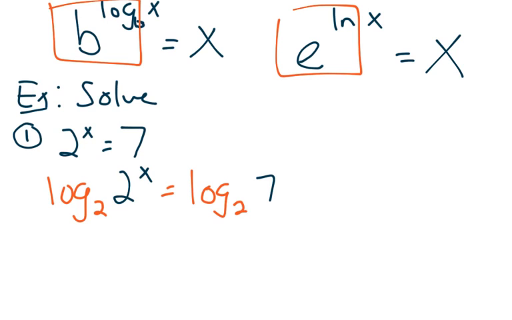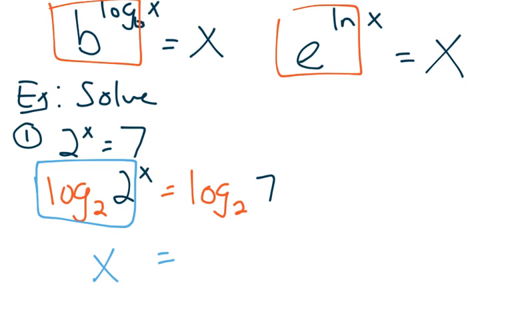Now we're just introducing a new method, or new operation, you could say, to think about how we can get x by itself. So the log base 2 of 2 to the x: the log base 2 of 2 cancels out. The only thing we're going to be left with on the left side is x. Okay? Now, the log base 2 of 7.